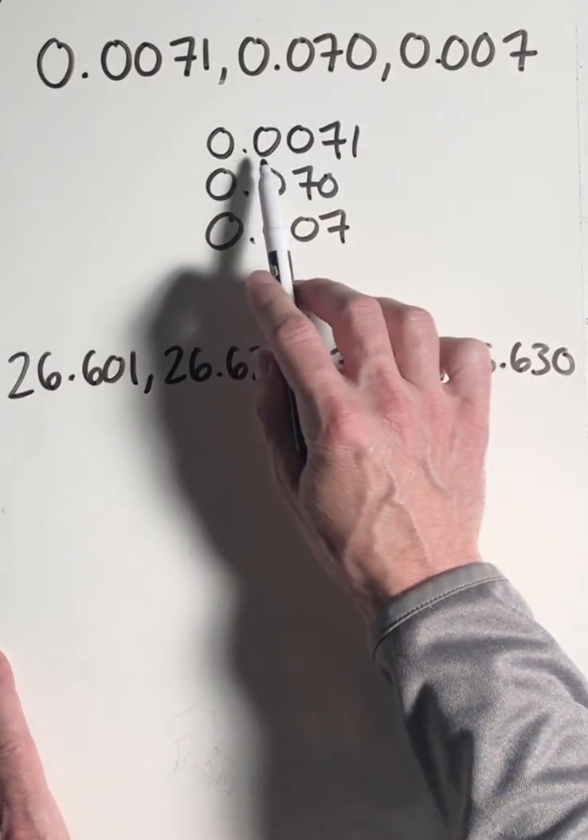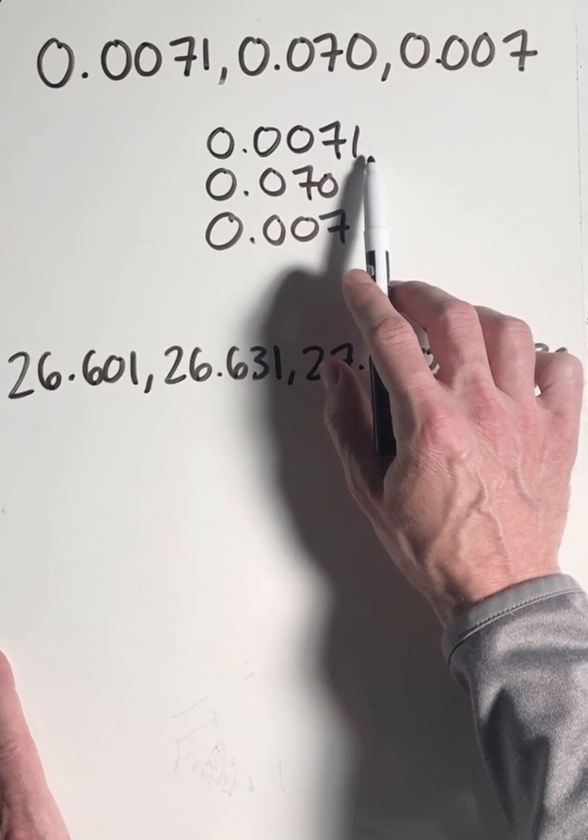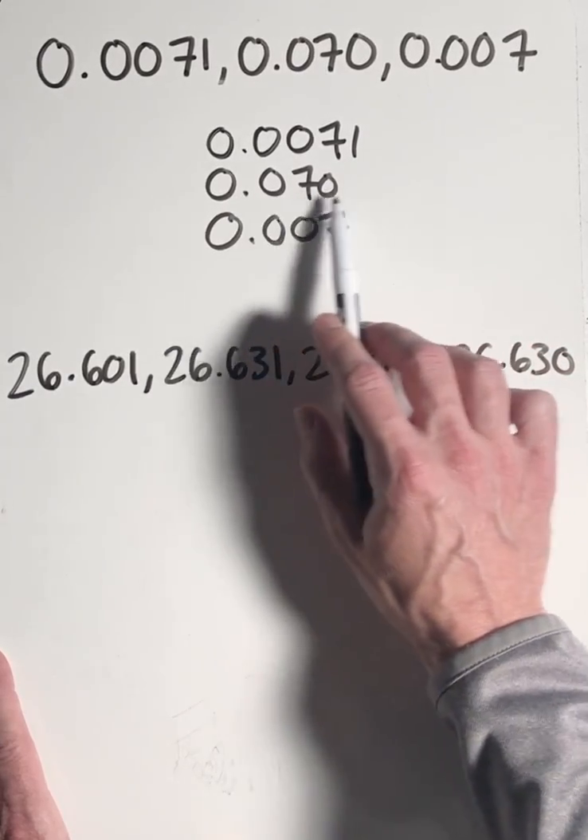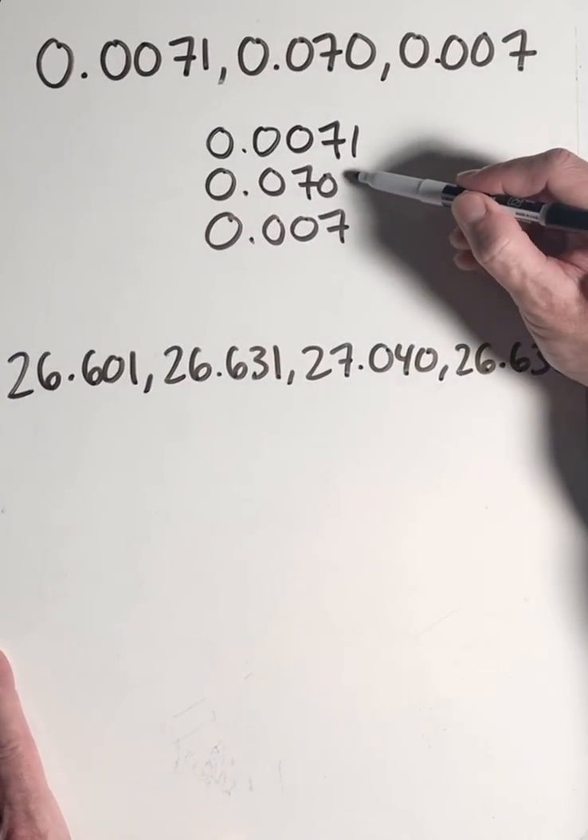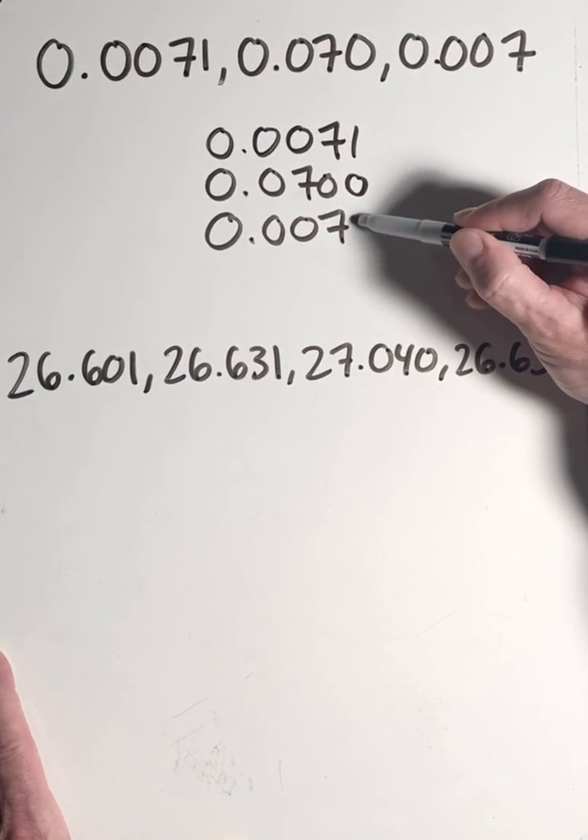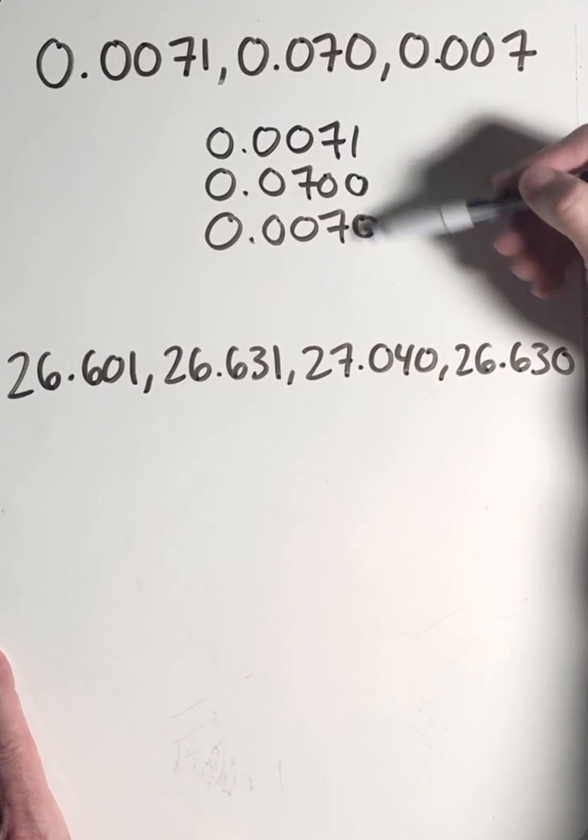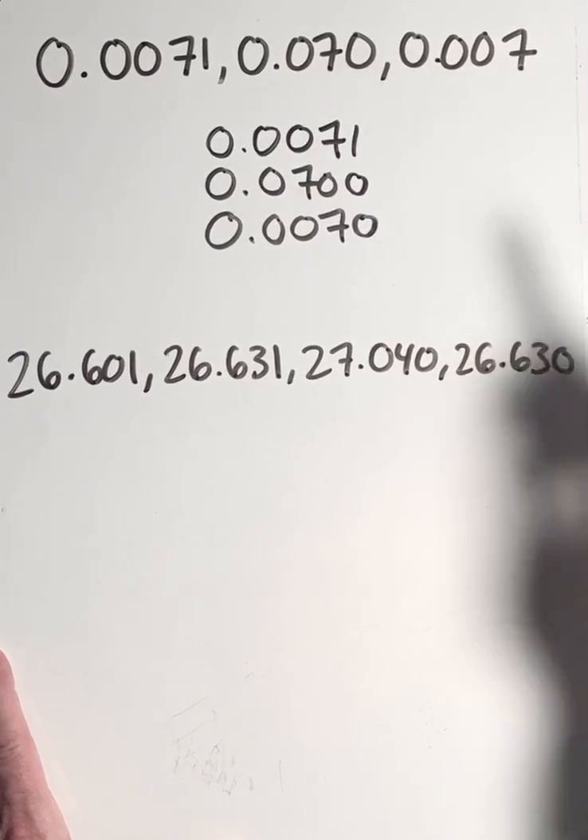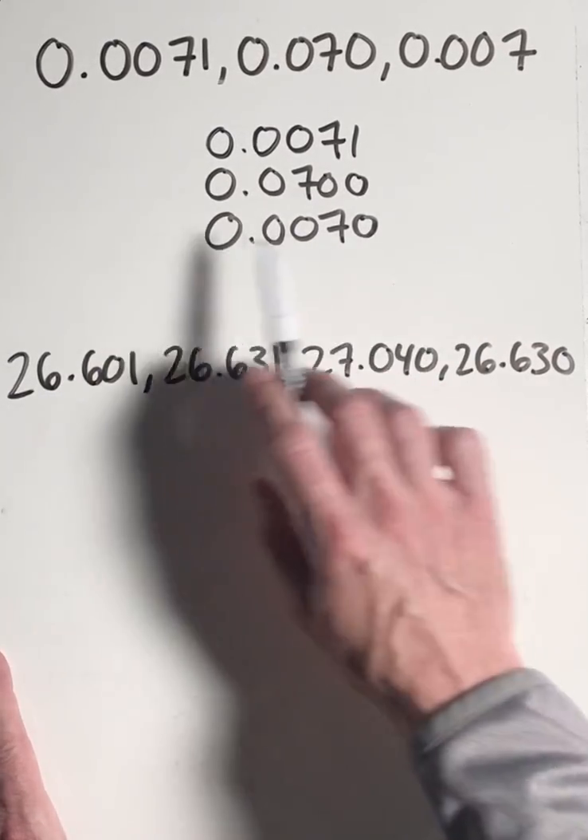And note that this decimal has 4 places to the right of the decimal point, and each of these only have 3. So I'm going to use an extra 0 on each of them so they all have 4 decimal places. Now I will move from left to right and compare them.